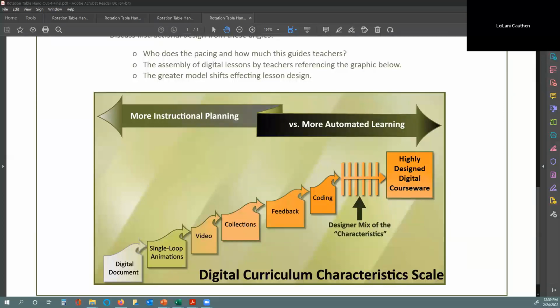So this is Leilani going to put my video on because for some reason it shows the picture of Doug instead of me.